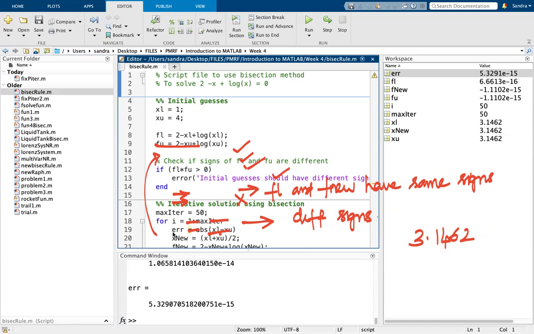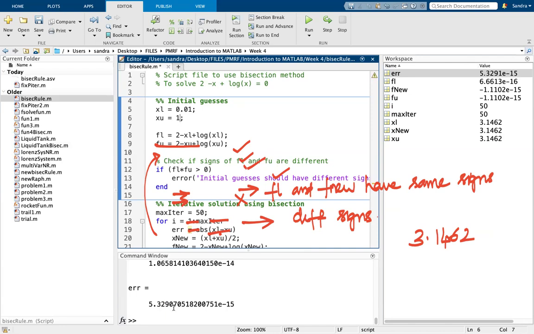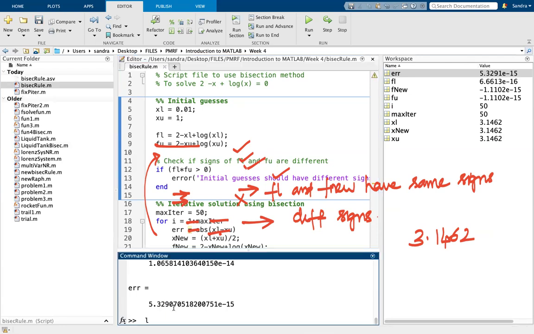Now, if I want to get the first value, that is 0.15, I change the bracket. I'll keep x lower to be 0.01 and x upper to be 1. Let's see what will happen. Let me just clear.